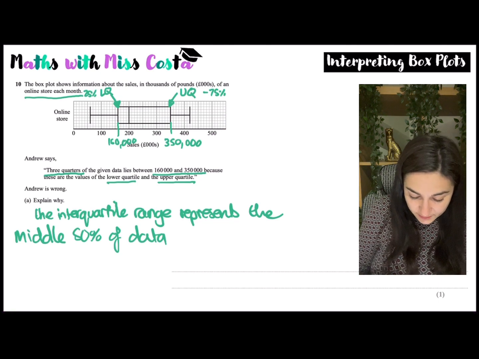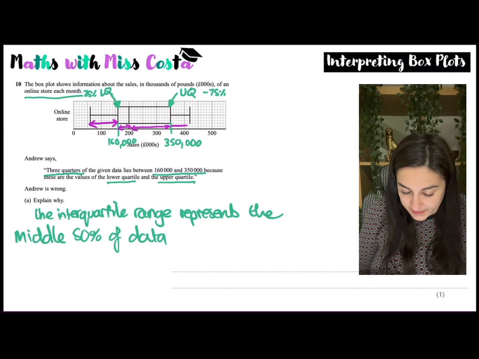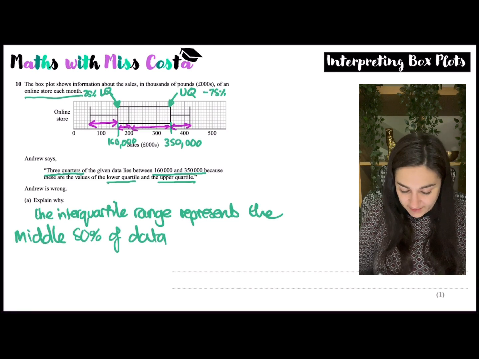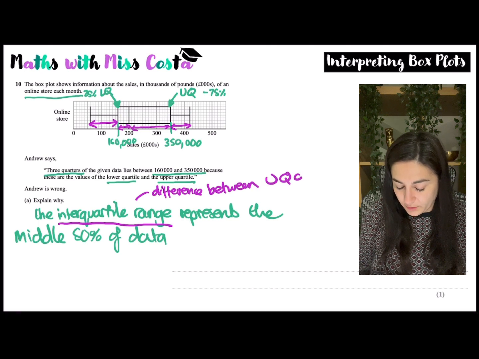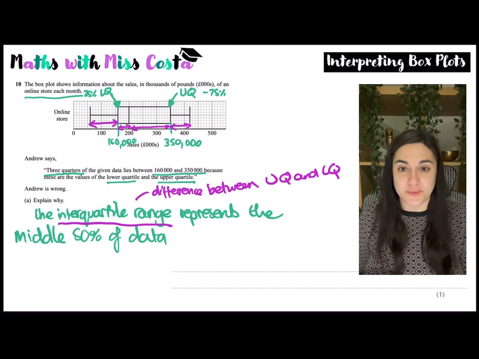This is a quarter over here of the data. This is a quarter, this is a quarter, and this is a quarter. So, sorry, Andrew, he is wrong. The interquartile range, which is the difference between upper quartile and lower quartile, is always telling us the middle 50% of the data.